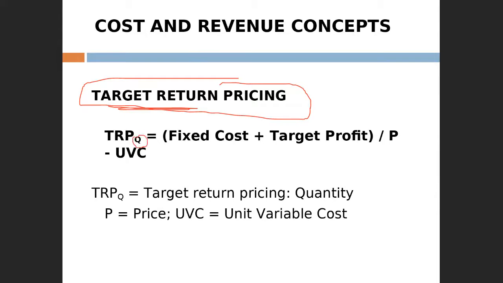You see this formula, we had fixed cost previously divided by P minus UVC. Now what we have done is in the numerator, if I can draw the line over here, I have added to fixed cost, and I'll make it green because it's profit. Now we have added the target profit to fixed cost. Okay, so TRPQ, this is target return pricing in terms of quantity that you have to sell to make a certain amount of profit. Okay, P is price, UVC is unit variable cost.